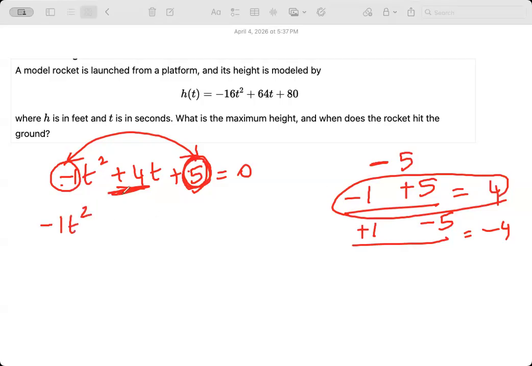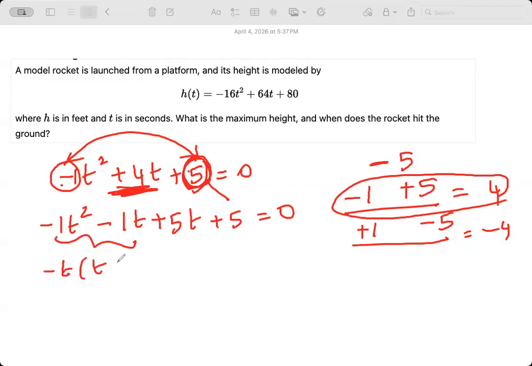If I choose that, I will write it down like this. Minus 1t square. This 4t I will write down as minus 1t plus 5t. See? And then I will copy this. Now in these two, I will take t minus t as common. I'll end up with t plus 1. In these two, I'll take plus 5 as common. I'll end up with t plus 1.